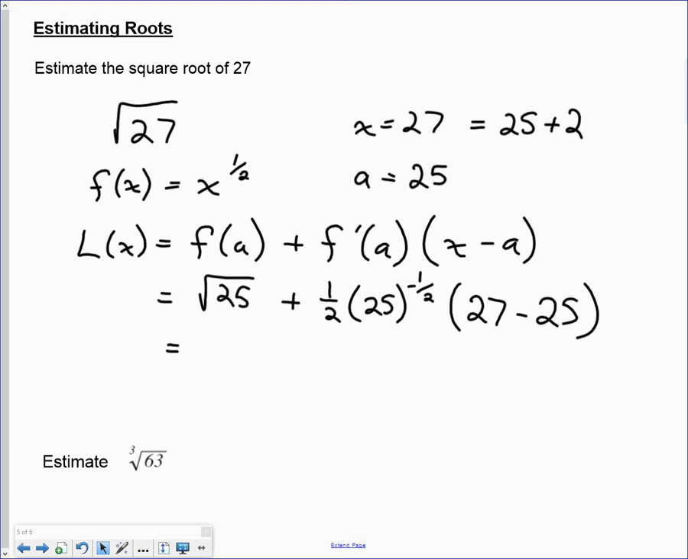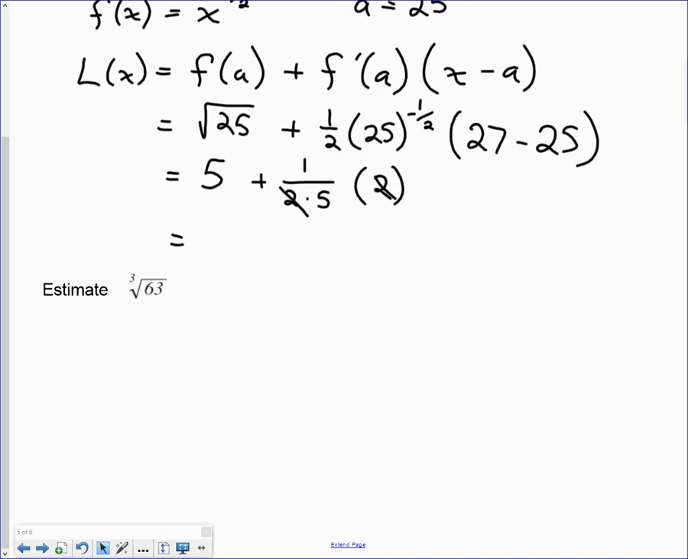So let's evaluate this. The square root of 25 is 5. Here we've got 1 over 2 times 1 over the root of 25, which is 1 over 5. And then 27 minus 25 is going to be 2. So the 2 and the 2 are going to cancel out, and we're going to be left with 5 plus 1 over 5, which is 5 and a fifth, or as a decimal, 5.2.